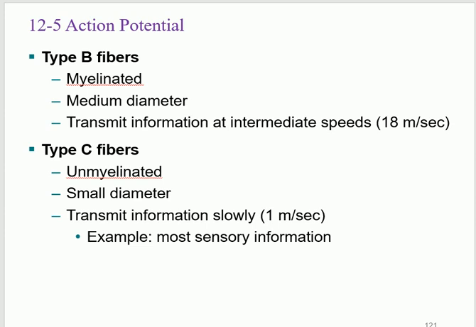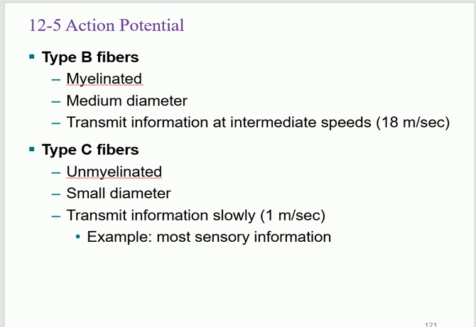What do you mean, most sensory information? Other types of information. What's the sensory information that we have to use type A for? Balance and position. Put this aside: balance and position. This is type A. Other sensations are not that important. If you touch something, right? If there is something that's slightly painful, you're not in a rush.